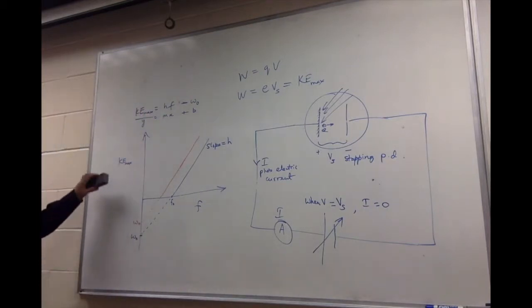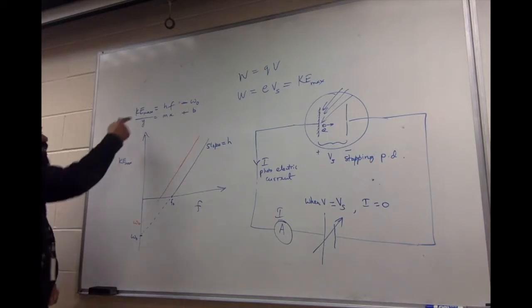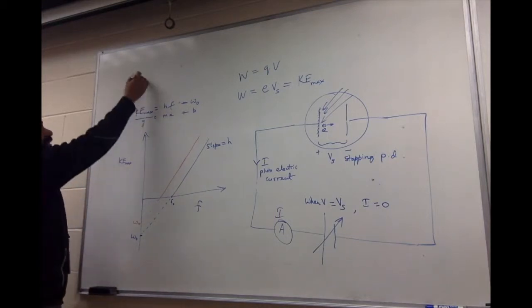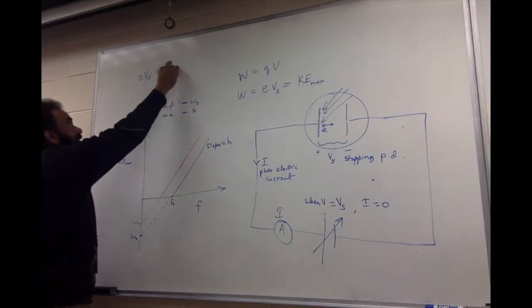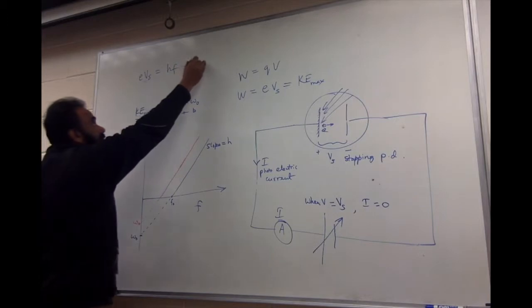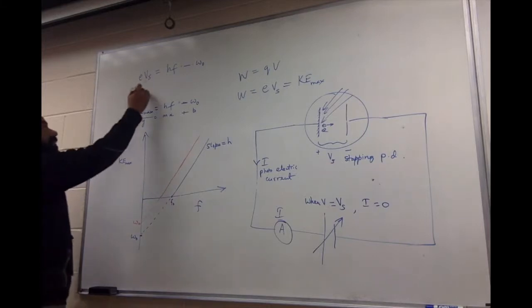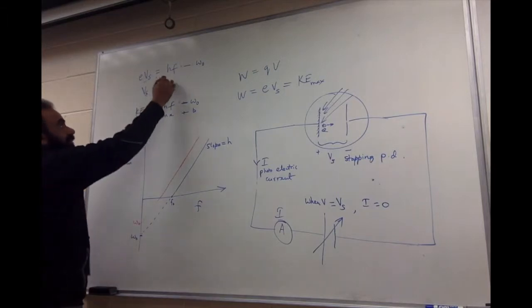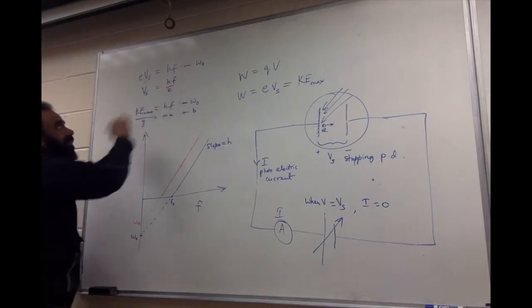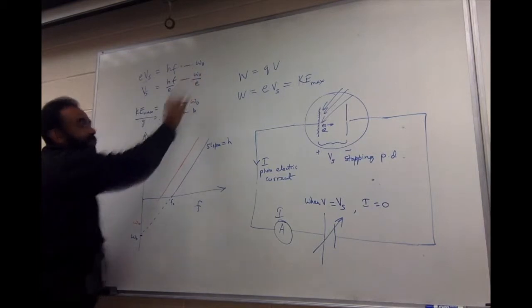Now come back to this equation. Instead of Ke max, I'm going to write it as eVs is equal to hf minus work function. Now if I divide the entire equation by e, the charge of an electron, I get Vs is equal to hf over e minus work function over e.